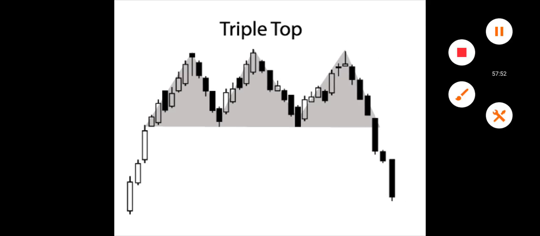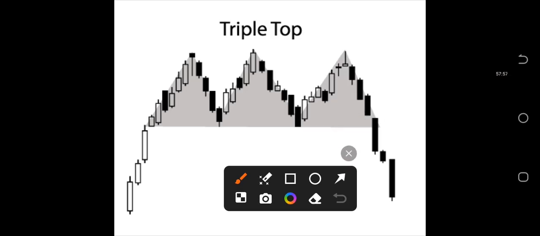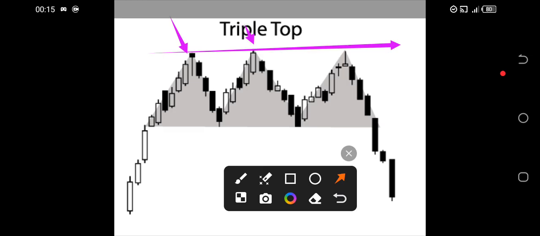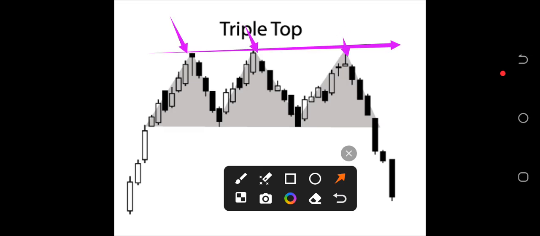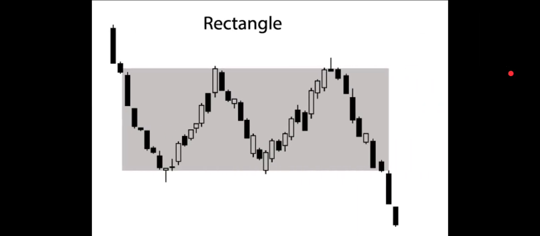You can see this is a triple bottom, top rather. If you turn it upside down, it becomes a triple bottom. So this is a triple top. This is the first, second, and third top, and this is the neckline. A breakout of this neckline, the market should go down. Once the market broke this neckline like this, it's going down. So most times, a strong breakout will push the market to the downside.